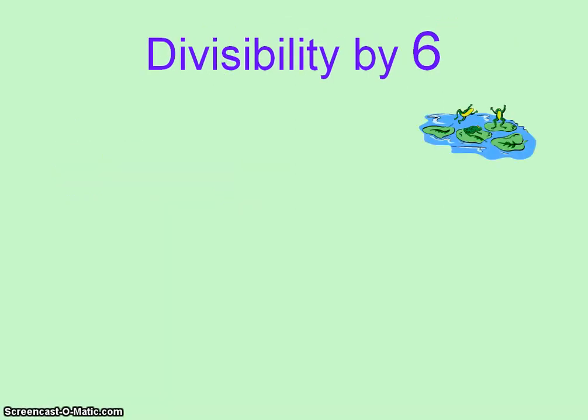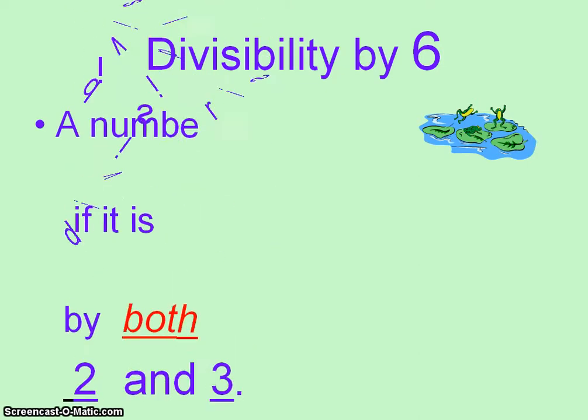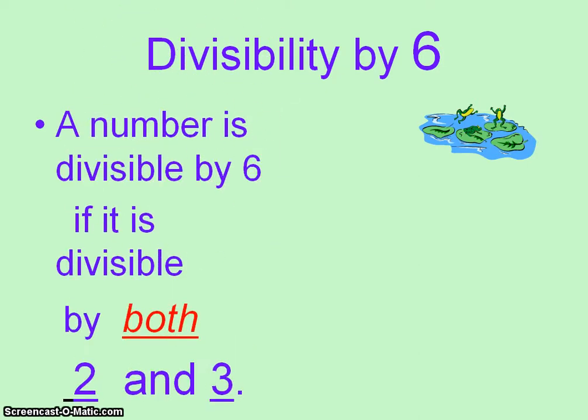Next divisibility rule is divisibility by 6. The definition to copy down is a number is divisible by 6 if it is divisible by both 2 and 3. And I suggest you underline the words both and 2 and 3 just like it's shown on the page.